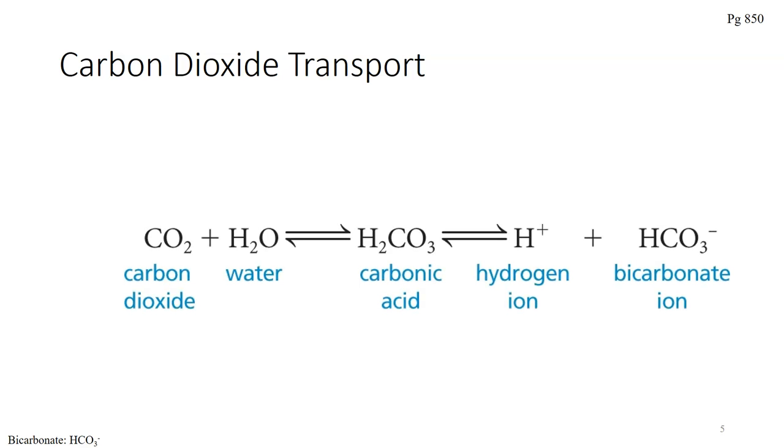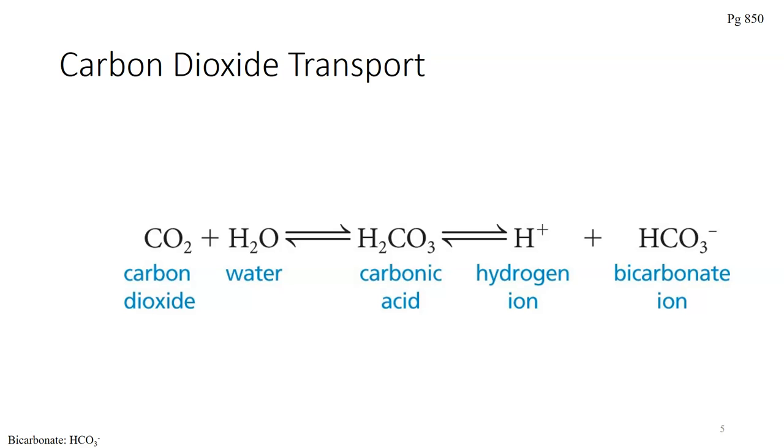Carbon dioxide transport. Carbon dioxide transport is a little bit more complicated than oxygen transport. Of carbon dioxide transported in the blood, approximately 7 to 10% is dissolved in plasma as carbon dioxide. 20% of carbon dioxide is bound to the globin part of hemoglobin and produces carbaminohemoglobin, and 70% is transported as bicarbonate ions, or HCO3 negative, in the plasma.